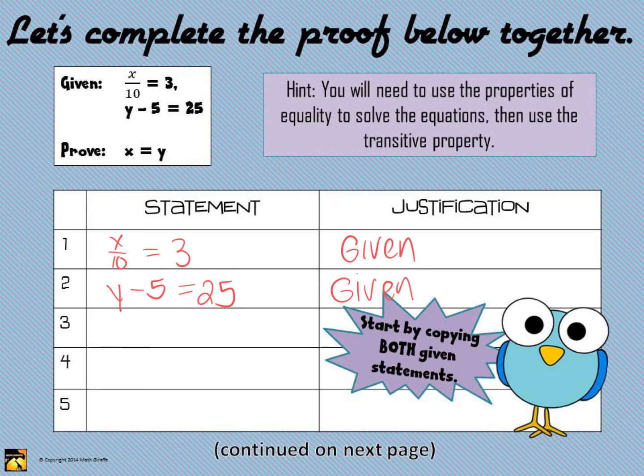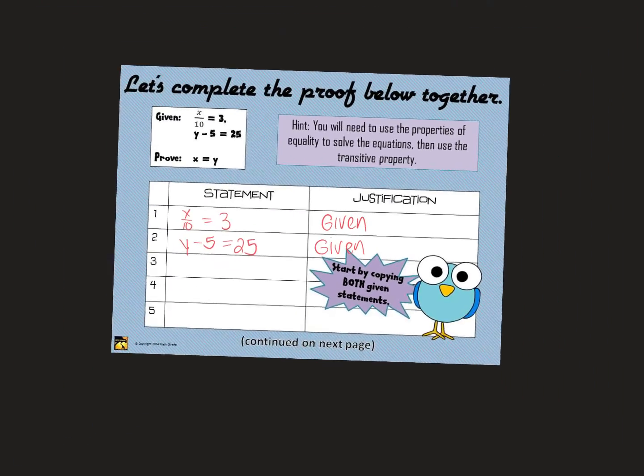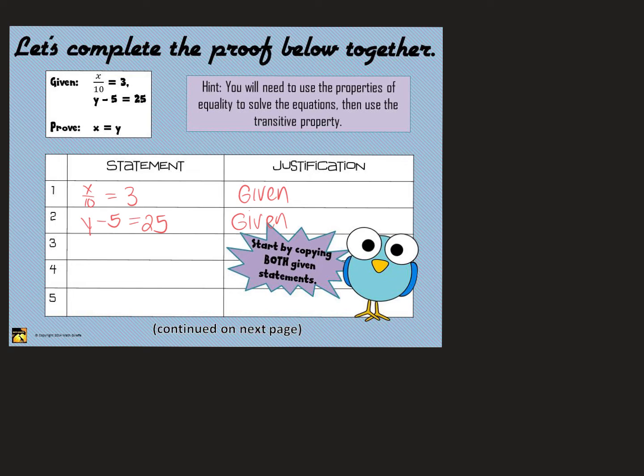Okay, so let's ignore what we have in line 2 for now. And let's worry about this equation. So I always like to work them out over to the side, so I have room. So to get x by itself, x is currently divided by 10. We need to get rid of that dividing by 10. So we're going to multiply both sides by 10. So that gives us x equals 30, right?